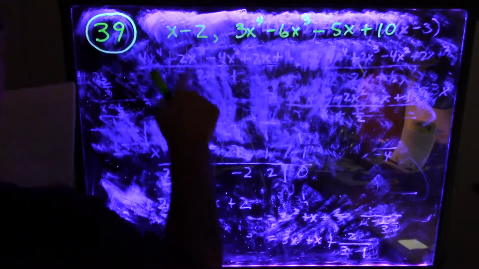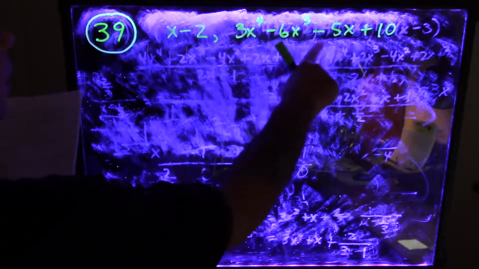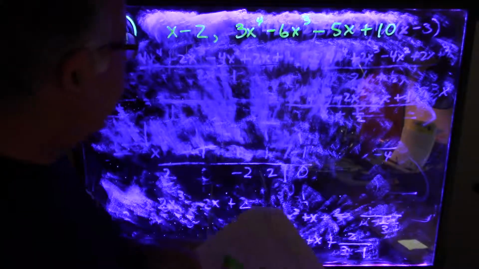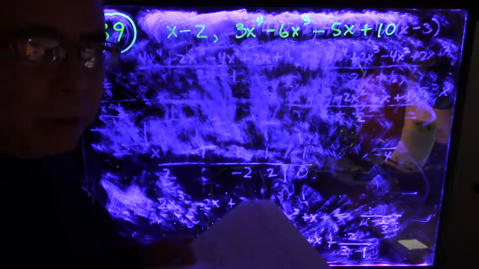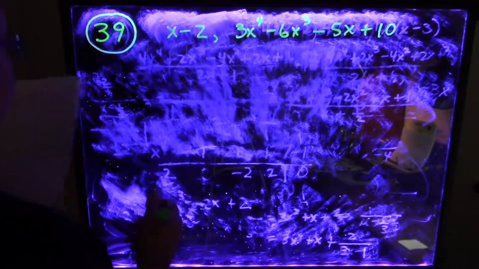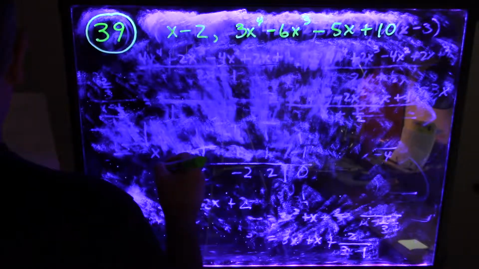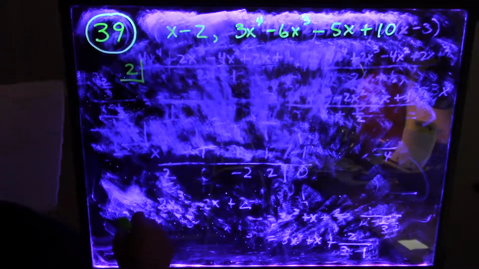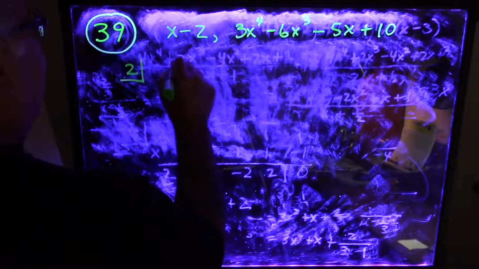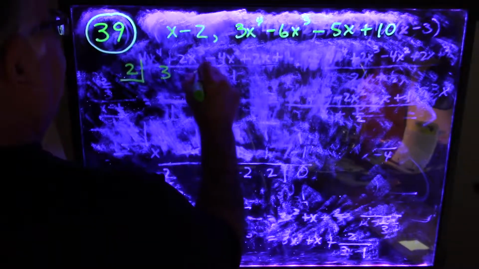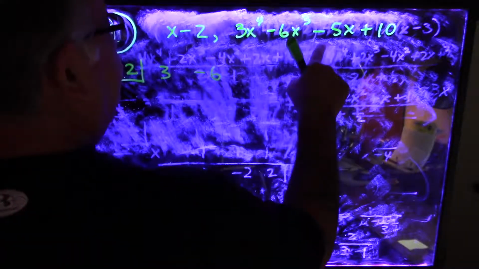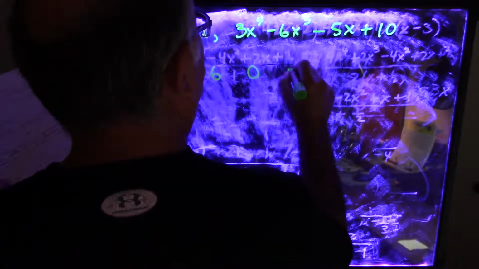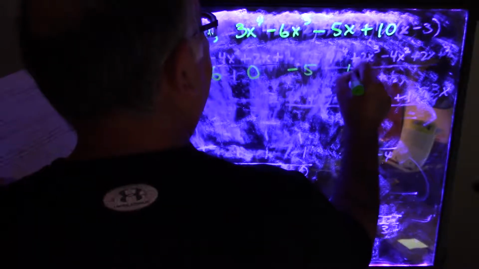So we're going to use x minus 2 as a divisor, divide it into this polynomial, and if we get a zero remainder, we'll know that this divisor is indeed a factor of that polynomial, and then we can write the factorization very easily. So let's use the 2 in the upper left corner from the x minus 2 and write down the coefficients. We've got 3, negative 6. There's a 0x squared there, so we have to write the 0, and a negative 5 and a 10.